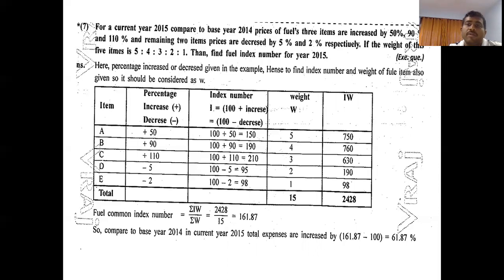IW upon sigma W. So after increasing 50%, the new index number comes to how much? 150. By adding 90%, how much do we get? 190. I think you are clear. 110, how much then? Yes, 210. Decrease by 5%, then 100 minus 5, 95. 2%, 100 minus 2, 98. So after doing that, put into the formula of sigma IW, right? We get this answer.